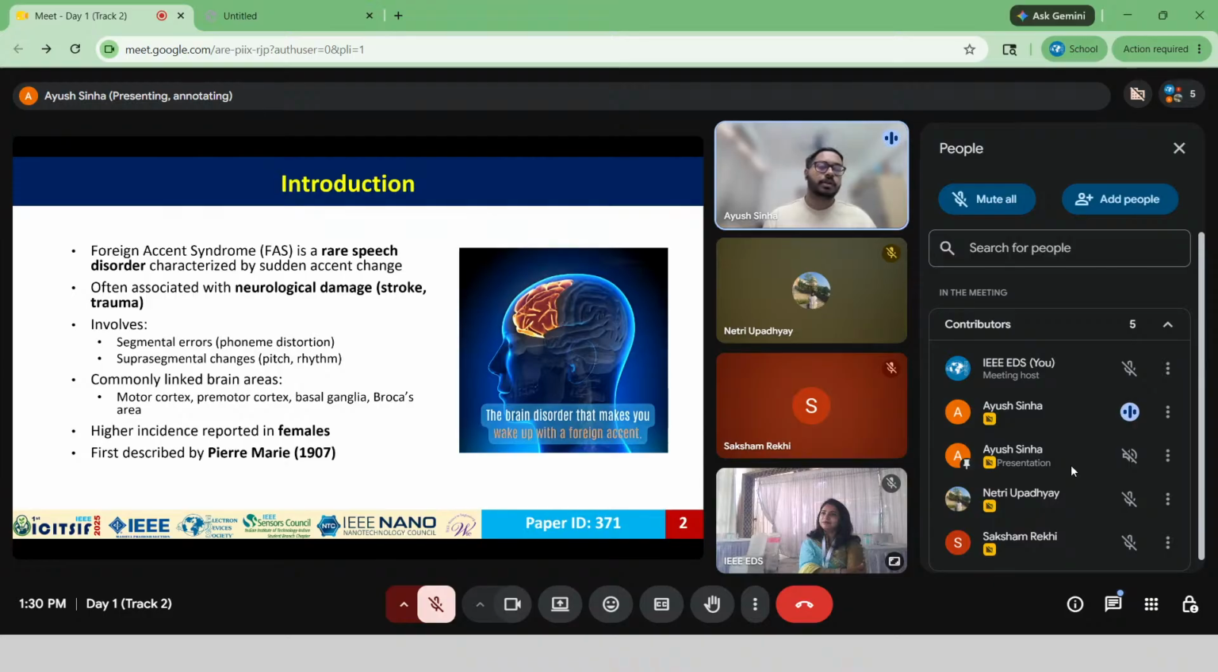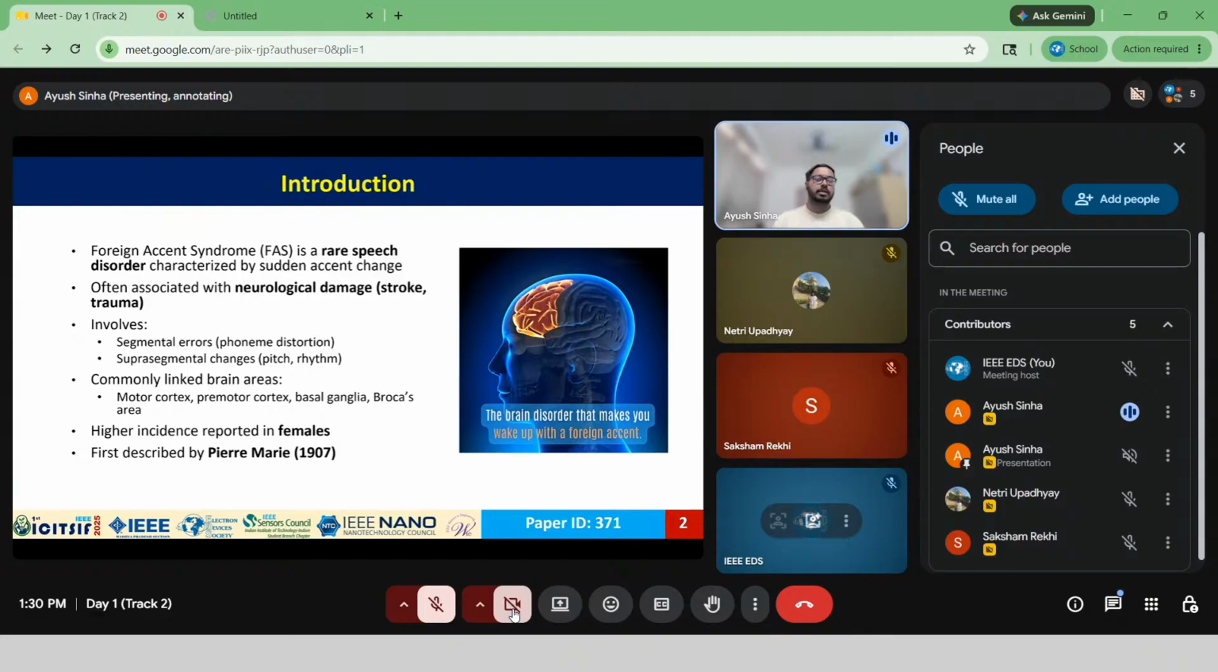So what actually is foreign accent syndrome? It is a rare speech disorder characterized by a sudden change in the accent of the affected patient. It is associated with neurological damage, and it is also seen in cases of psychiatric causes or trauma which is sudden in nature, such as if a patient experiences PTSD or some similar condition. And it is seen in mixed cases, such as in road traffic accidents, when a person has brain damage as well as physical and psychological trauma. So it is mostly related to that.